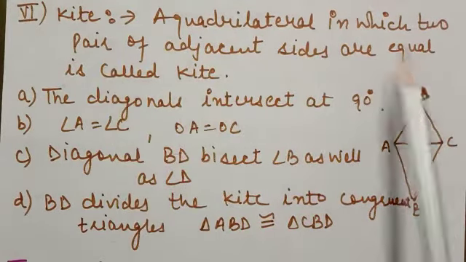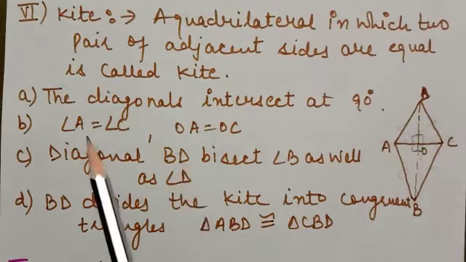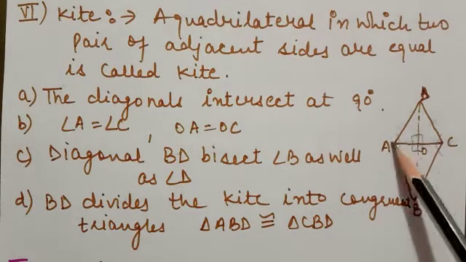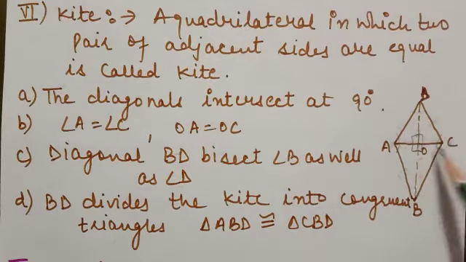The diagonals of a kite intersect each other at 90 degree. It means we have 90 degree angle here. Angle A and C are equal to each other, but angle B and D are not equal to each other. Of these two diagonals, only one diagonal is bisected. AO is equal to OC. Diagonal DB bisects AC, but AC does not bisect DB.